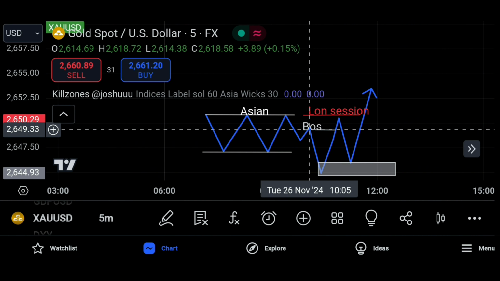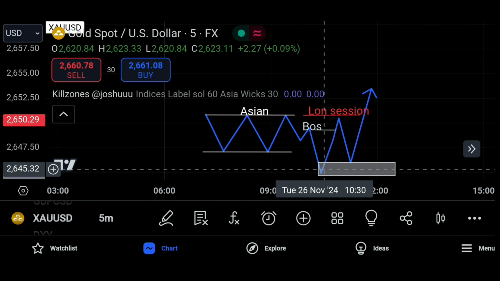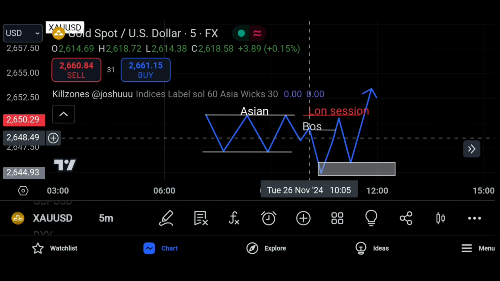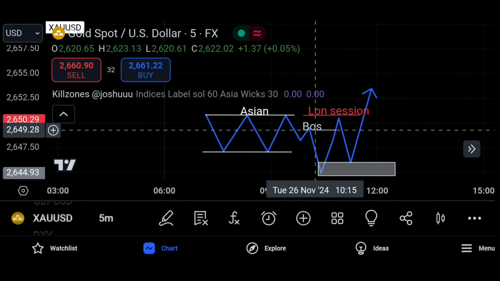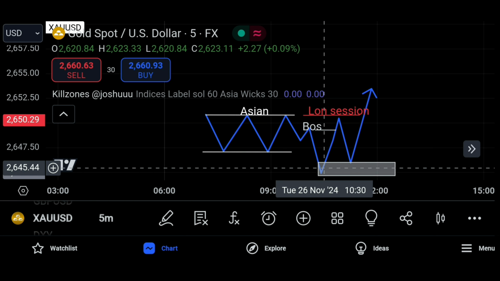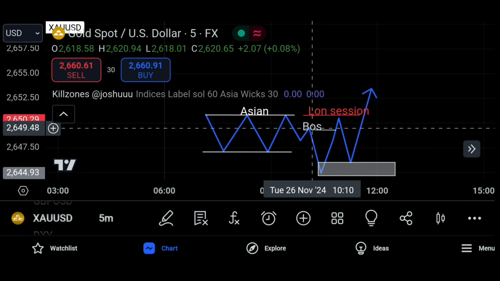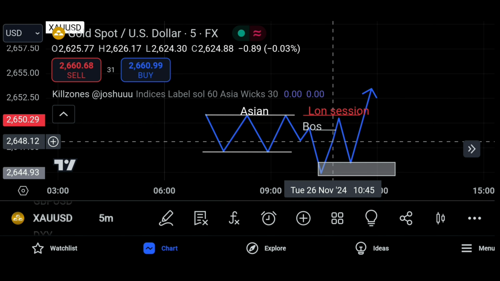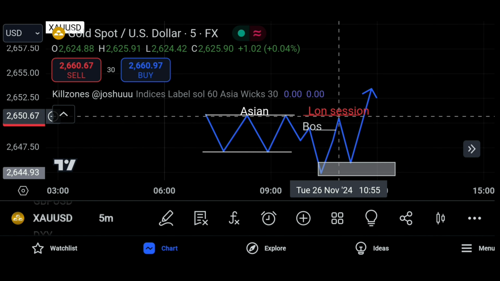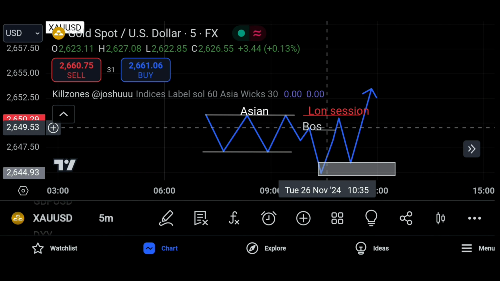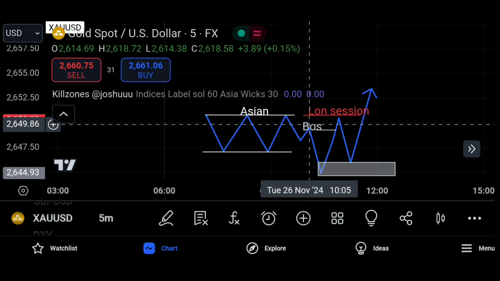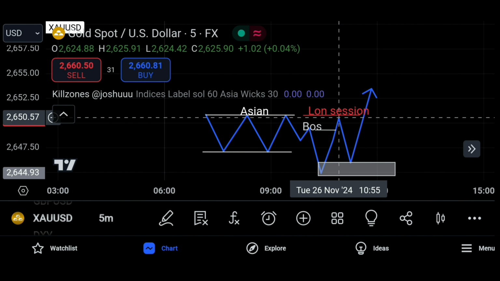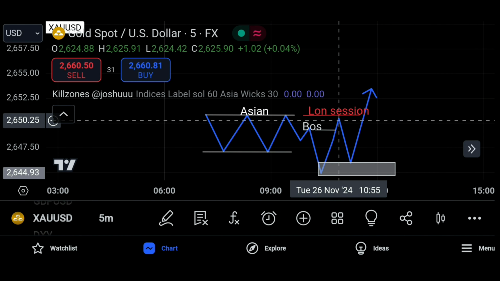So this is supply, this is demand. Now the last supply the market formed before it came down to take the liquidity, once the liquidity has been taken and then the market goes back up and breaks that supply, not with a wick, but with a candle body, a full candle close with the body above the supply that took liquidity, then the market has given us a direction that, okay, we should be expecting bullish movement.